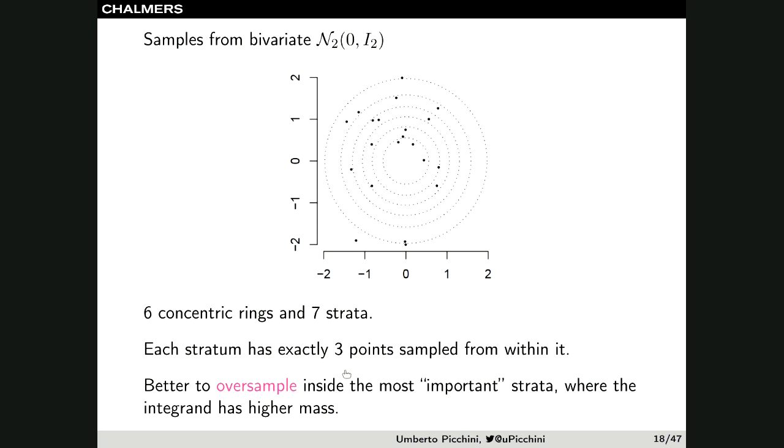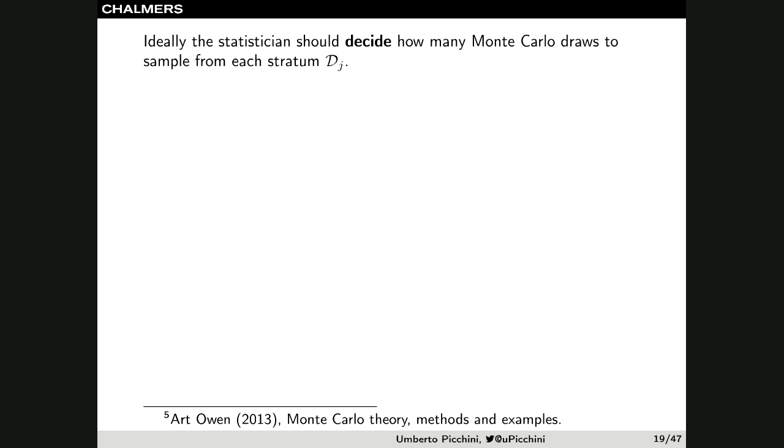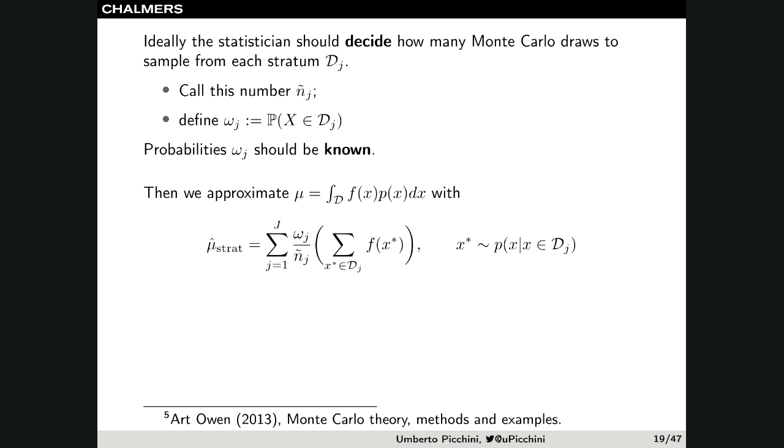We would like to have more samples in the more internal strata where we have higher mass. So what the statistician should do is decide how many Monte Carlo draws to sample from each stratum. This is something that we should decide. Let's see if we can do this actually. We should decide basically on the number n tilde of samples from each stratum. And also we should know the probability that is enclosed within each stratum, and we call this omega j. So one omega for each stratum, and this ideally should also be known.